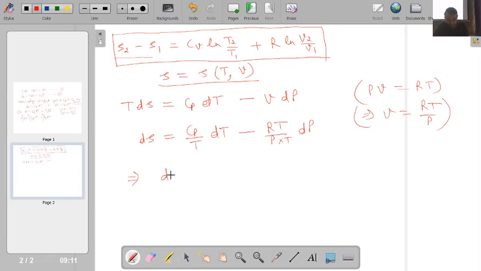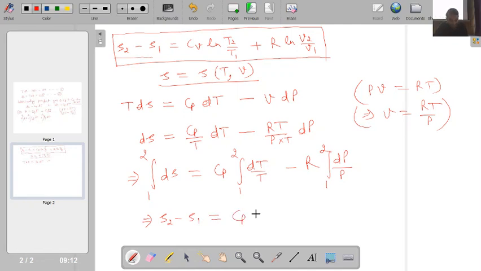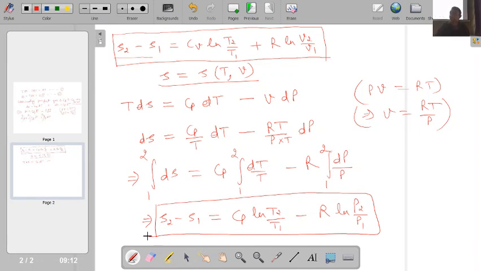So from here I can simply write that the integration of ds from 1 to 2 equals Cp, which I can take outside the integration, dT by T from 1 to 2, minus R, which will be constant, T is cancelling out, so the integration of dP by P from 1 to 2. Okay, so this will give me S2 minus S1 equal to Cp times ln of T2 by T1 minus R times ln of P2 by P1. Okay, so this is the second equation for entropy change of a calorically perfect gas during a process.